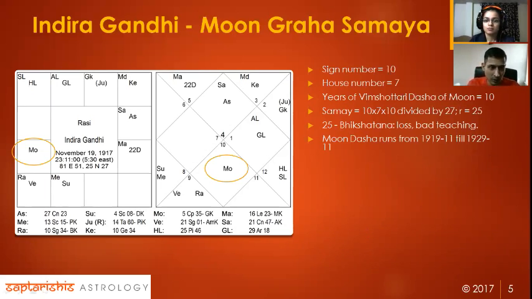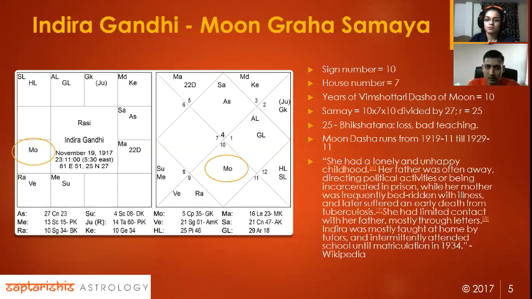Okay. So what we see is Moon dasha runs between November of 1919 and November of 1929. And what we notice is that during this period of her life, she was mostly home tutored, home taught, and her childhood was lonely and unhappy.